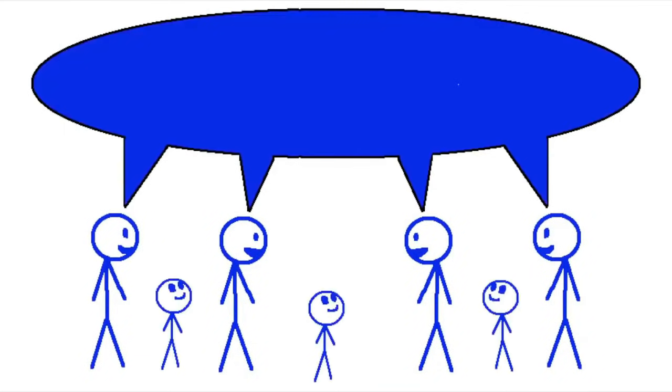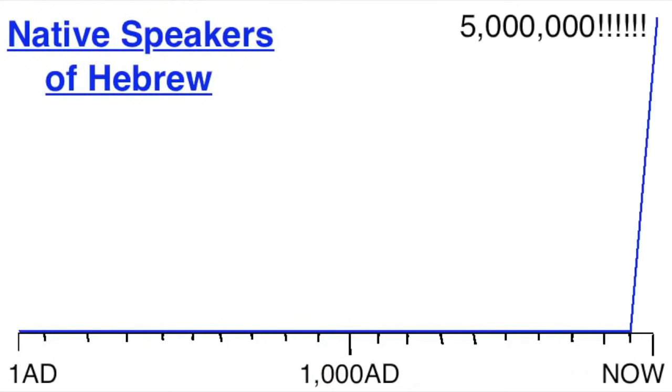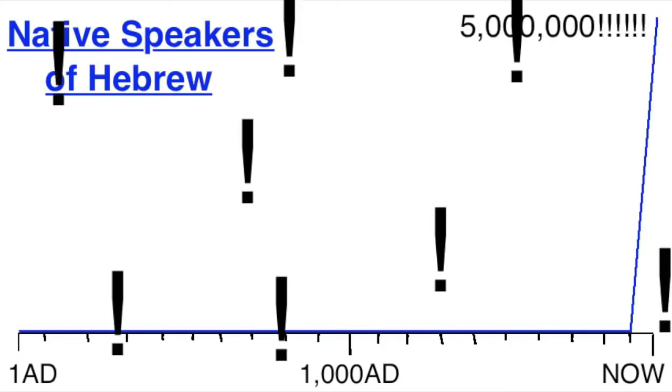As Hebrew became the dominant language of the region, millions of people started growing up with it as children, creating a whole new generation of native Hebrew speakers. So Hebrew went from having 0 native speakers for 1,500 years to having about 5 million native speakers today. That is freaking unheard of!